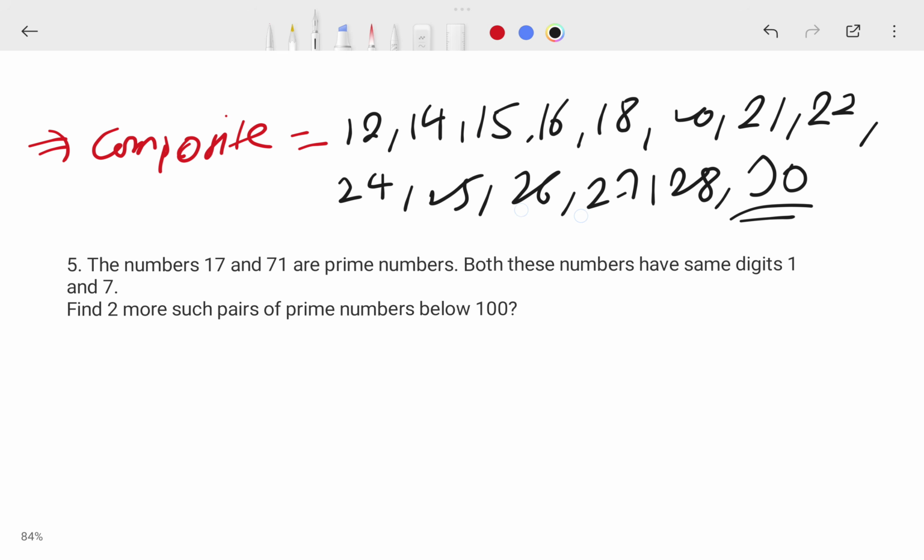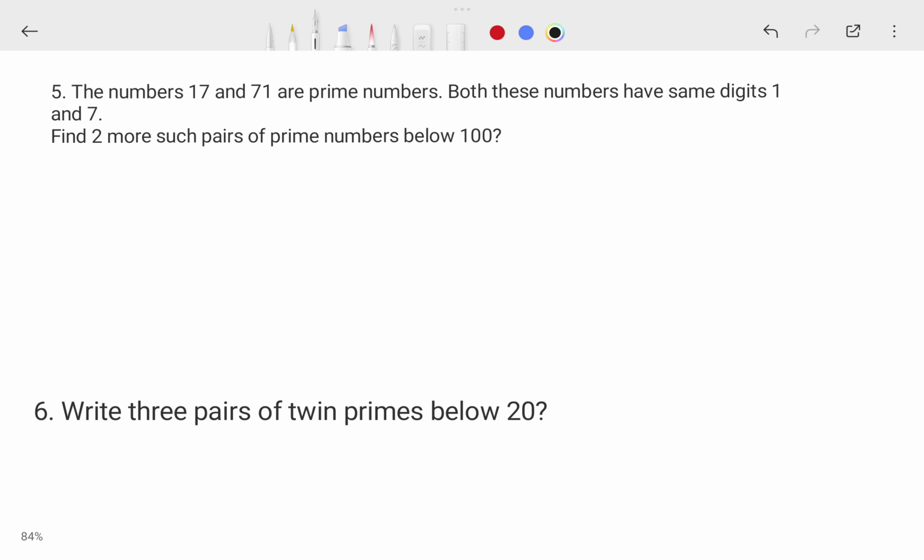Is it clear? Now let's talk about the fifth one. So what is your fifth question telling? The fifth question is that the numbers 17 and 71 are prime numbers. Both these numbers have the same digits, 1 and 7. Find two more such pairs of prime numbers below 100. Okay, so what is the answer?